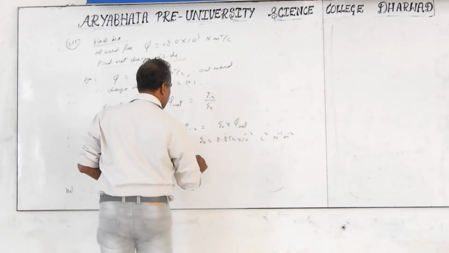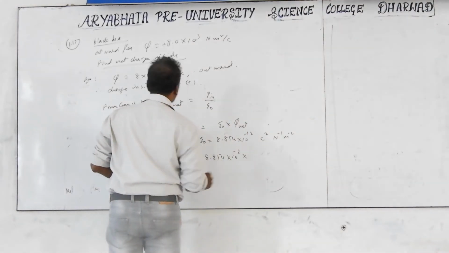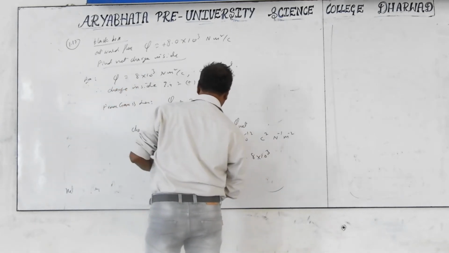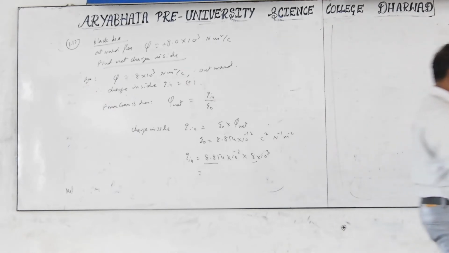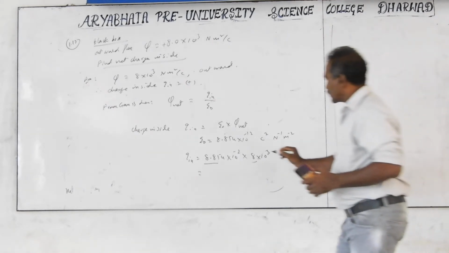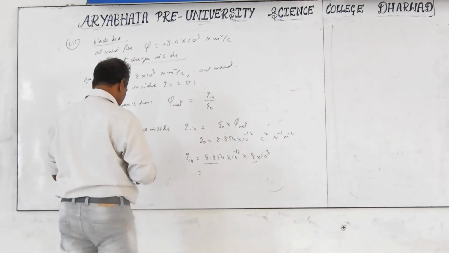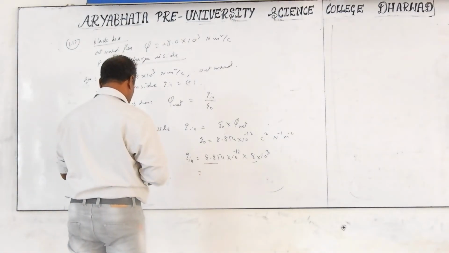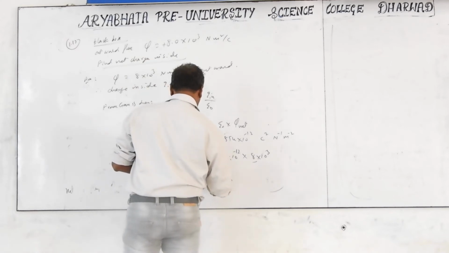Therefore, charge inside becomes equal to 8.854 into 10 to the power of minus 12 into flux net 8 into 10 to the power of 3, which is equal to, just multiply these numbers, minus 12 plus 3, 10 to the power of minus 9, 8.854 into 8, which is about 70.8.